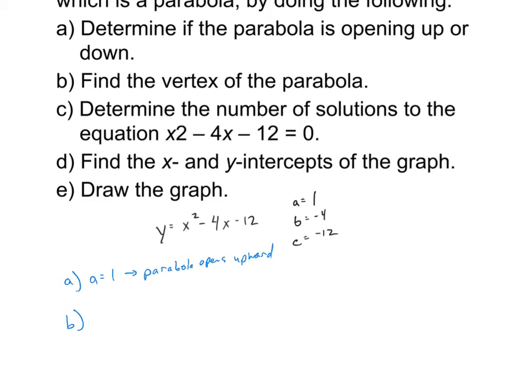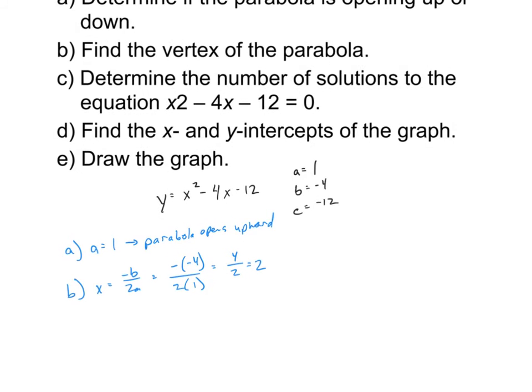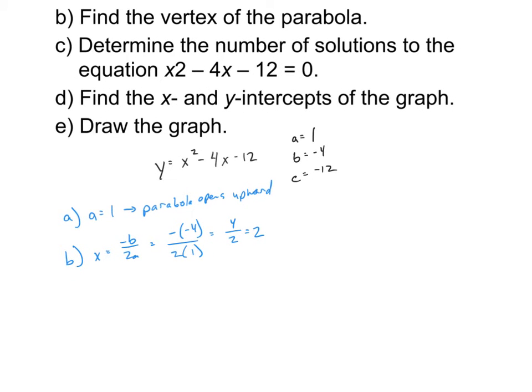For part B, find the vertex. For that, I need a formula, negative b over 2a, and now I can substitute into that formula negative 4 over 2 times 1, positive 4 over 2 is 2. Remember, that's just the x coordinate, so I have more work to do. I need to know what the y coordinate is. So we're going to substitute back into my quadratic equation. Put the 2 in for x there, and put the 2 in for x there. When we simplify that, 2 squared is 4 minus 8 minus 12. That is, let's see, 4 minus 8 is negative 4, minus 12 is negative 16. So the coordinate for the vertex is 2 comma negative 16.